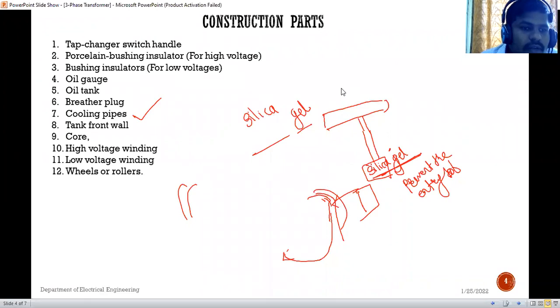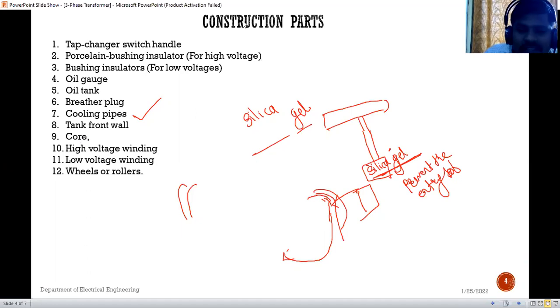Now the tank front wall. टँकची जी फ्रंट वॉल आहे, it is made up of heavy gauge material, and it will prevent the oil expanding. It will prevent when the oil is expanded. So it is having a maximum strength and having a low reluctance. त्याचं जे रिलक्टन्स असेल ते लो असेल.